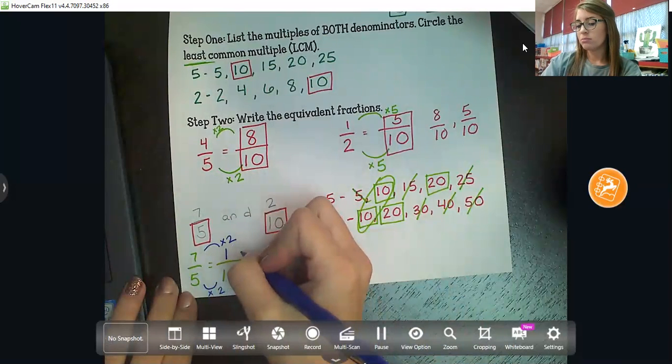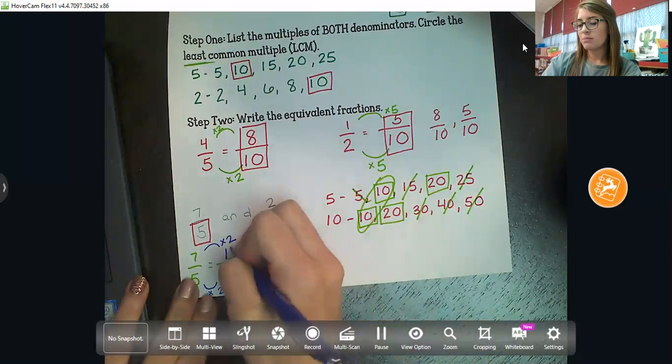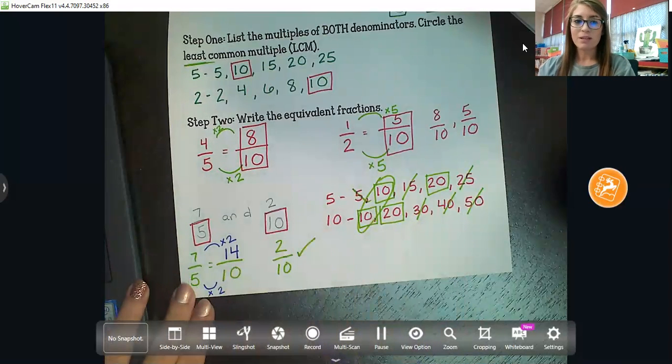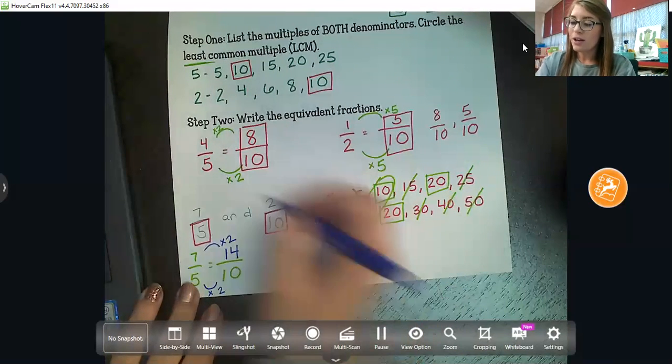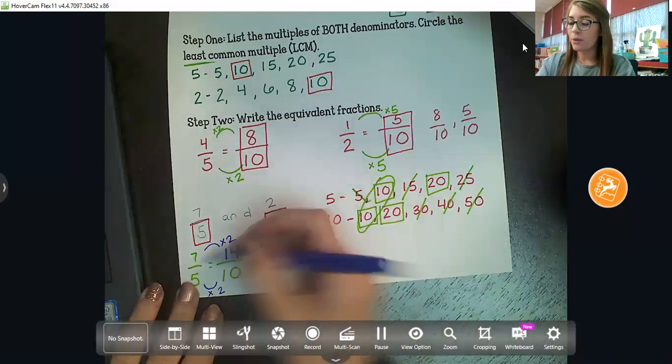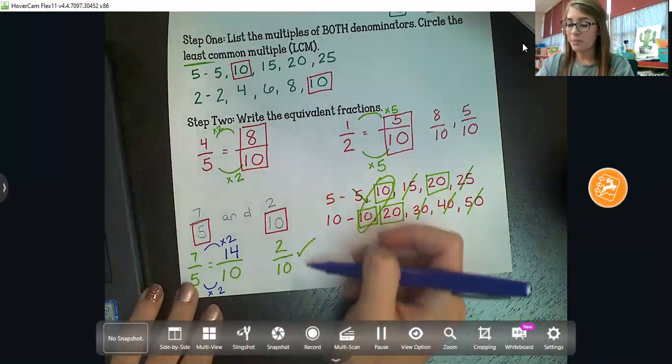Uh-oh. Miss Stevenson made a boo-boo. Miss Stevenson wrote her fractions improperly, but that's okay. All righty, so now we have gotten our fractions with common denominators.